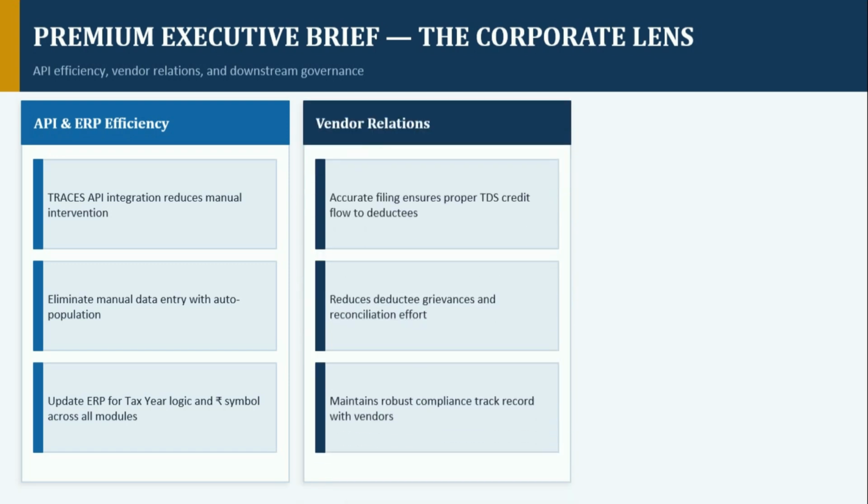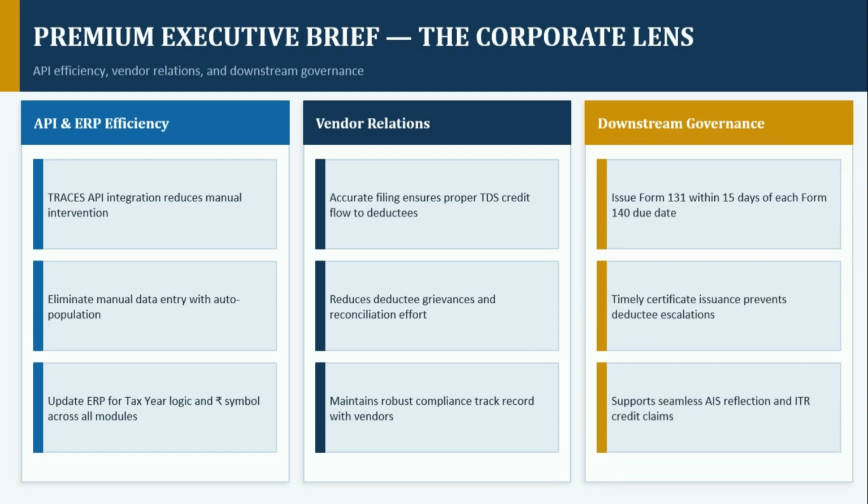Second, vendor relations. Accurate and timely filing ensures smooth TDS credit flow to deductees. It also helps reduce vendor grievances, reconciliation issues, and follow-up efforts. Consistent compliance further strengthens vendor confidence and maintains a reliable governance track record.